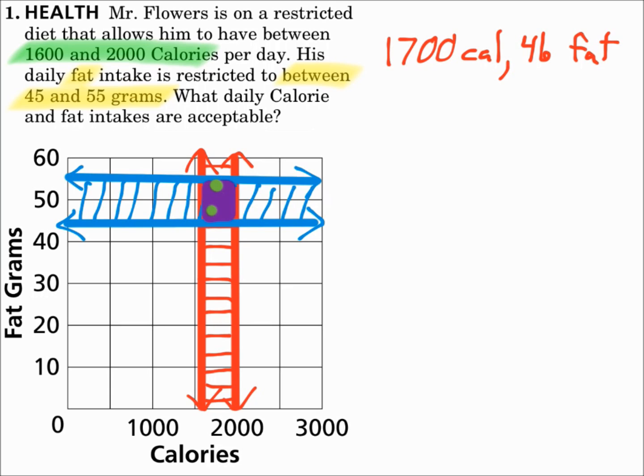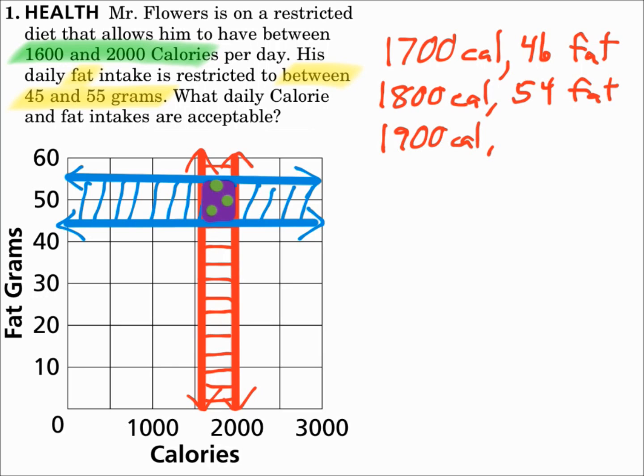There's another point. I'm just selecting various points in that purple region. I could put it anywhere. I put it there. That has about 1,800 calories, and fat is probably around 54 grams. We need one more point. We'll pick it right there, I guess. That has about 1,900 calories, and it's right about 50 grams of fat.